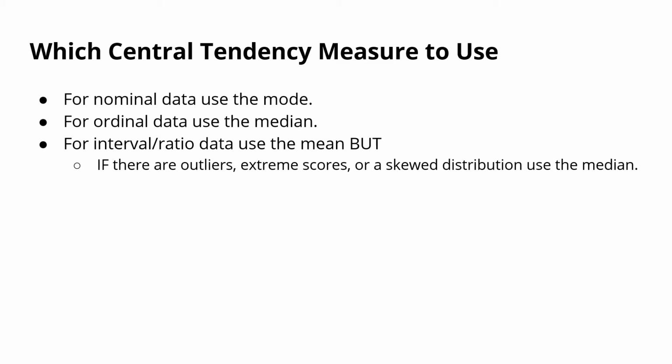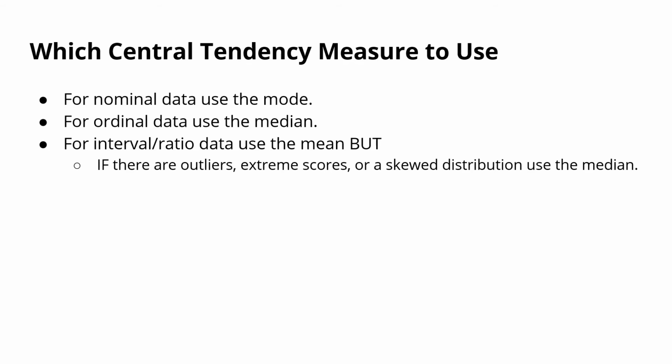For ordinal data, you use the median. When you have categories that you can place in order, but the distances between those categories are not equivalent, it doesn't make sense to take a mean, and so instead you use the median. Now when you have interval ratio data, you'd use the mean unless a couple of things happen. If there are outliers in your data set or really extreme scores, or you have a skewed distribution, you use the median.